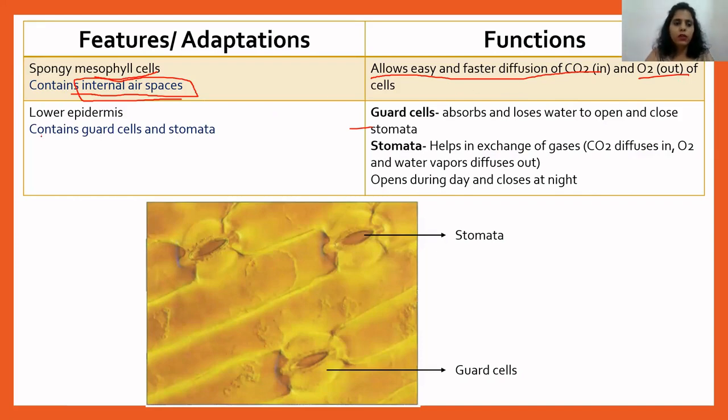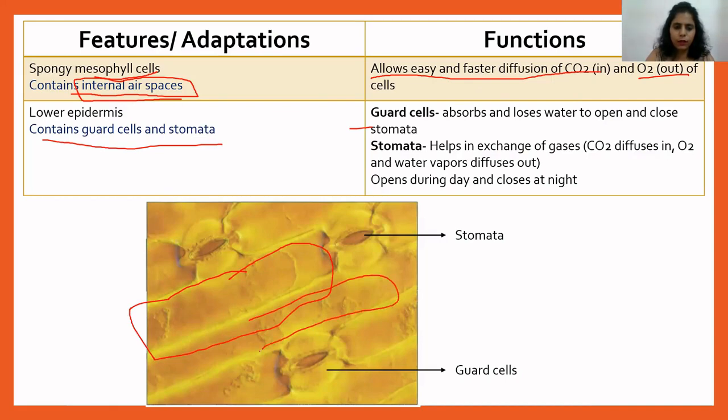Now the lower epidermis contains guard cells and stomata. This picture shows the microscopic view of the lower epidermis of a leaf. These are the long rectangular cells of the lower epidermis, and you can make out this structure, which is a stomata. The opening present in the center is known as the stoma. Stoma means opening, or it can also be called stomata.